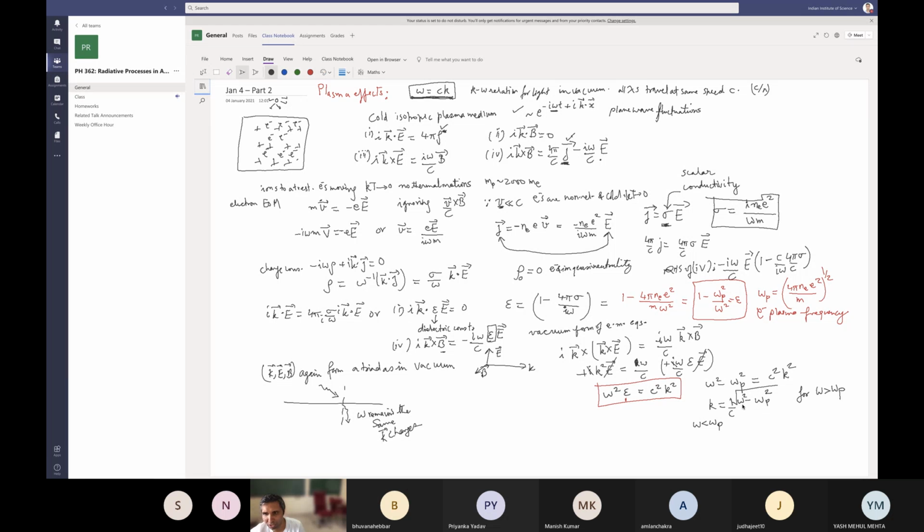So what does it mean? When omega is less than omega p, this thing under the square root becomes negative. What does it mean? Can someone tell me? We have actually encountered this in metals. This is a hint. I think this means decaying of the electromagnetic wave. Yes, this is the attenuation of electromagnetic waves when it tries to enter a conducting medium.